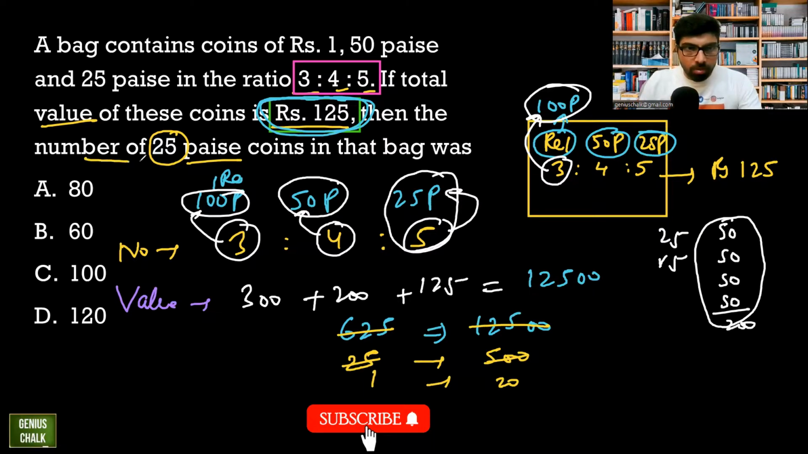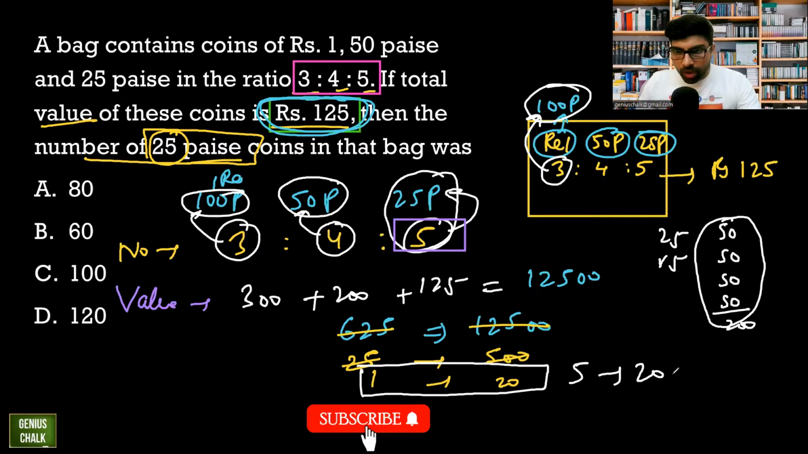What is asked? The number of 25 paise coins. What is the ratio of 25 paise coins? The ratio is 5, so 5 units. Since 1 unit is 20, 5 units will be 20 into 5. That means 100 coins are there which are of 25 paisa denomination. I hope this is clear.